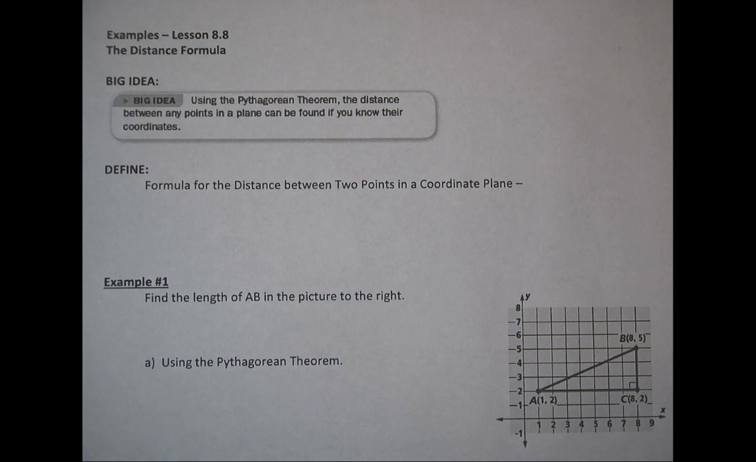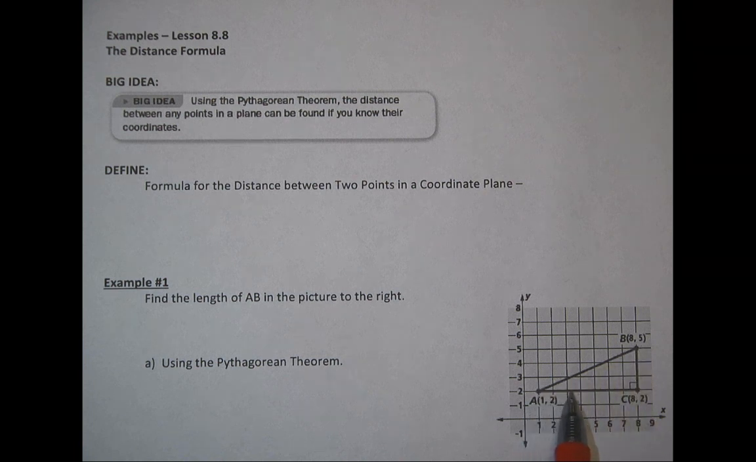All right, lesson 8.8, we're going to be looking at the distance formula. The big idea says that using the Pythagorean theorem, the distance between any points in a plane can be found if you know their coordinates. So we're going to be looking at finding the distance between 2 points. What's this length, if you can't physically measure it with a ruler?